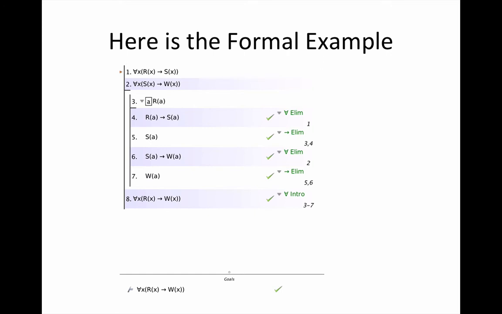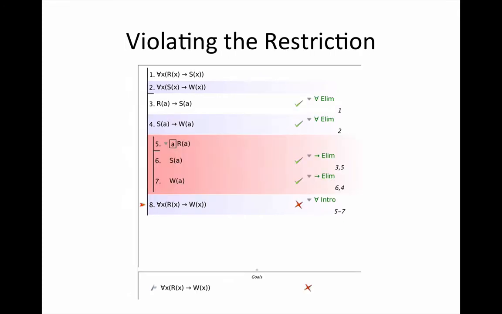Now remember, since A is a randomly chosen name, it's hypothetical. Whatever we say about A, we can say about anything. So, everything R is W. Notice what happens when we violate the restriction we already know about, namely that the assumed name can't already be in use. It must be new.